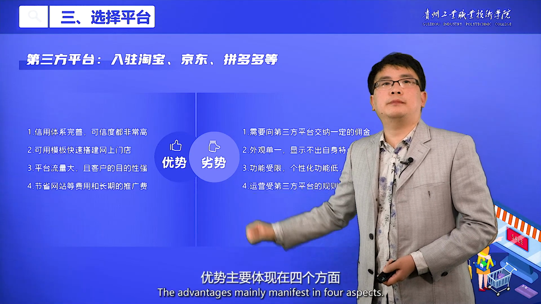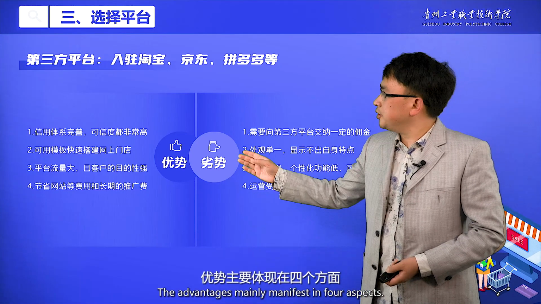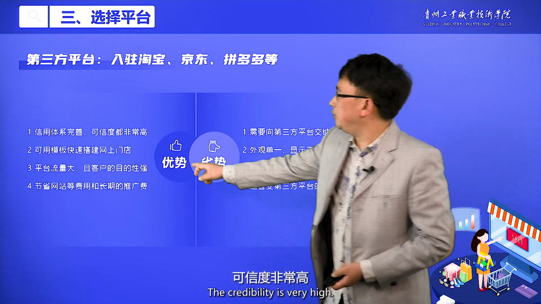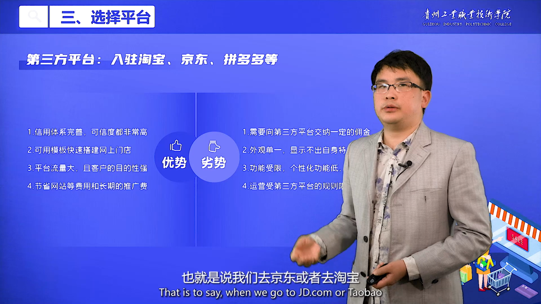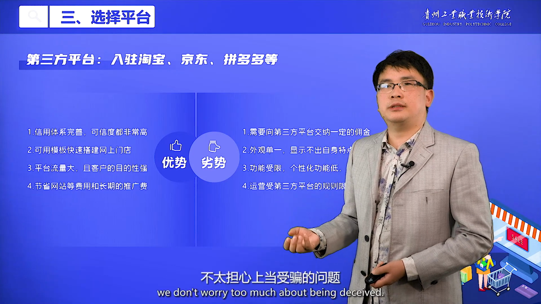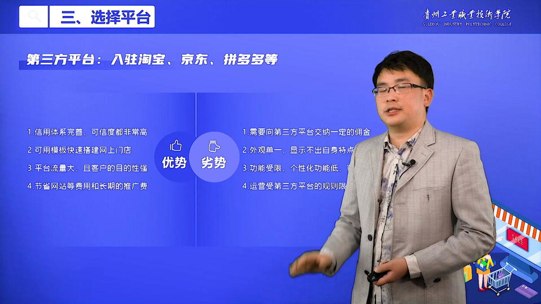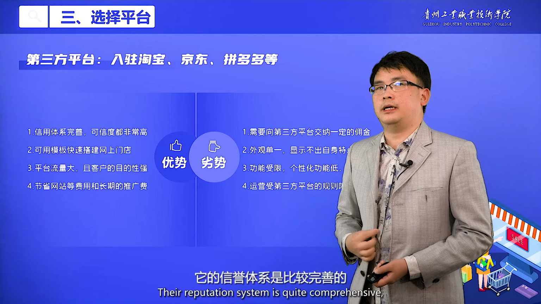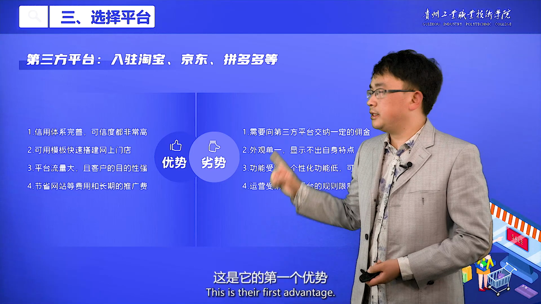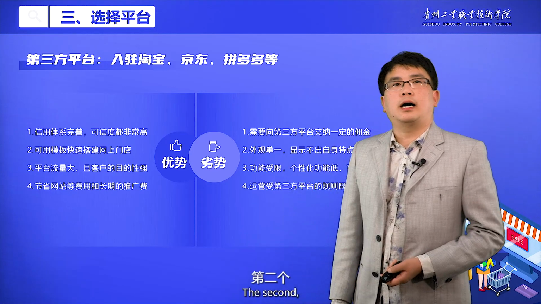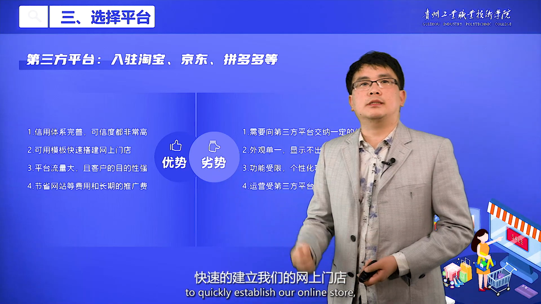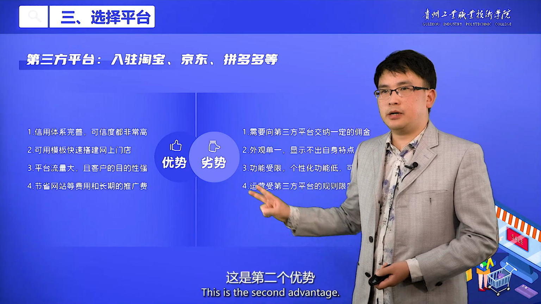The advantages mainly manifest in four aspects. First, their credit system is very comprehensive. The credibility is very high. That is to say, when we go to JD.com or Taobao to purchase goods, we don't worry too much about being deceived. Their reputation system is quite comprehensive because the platform acts as a guarantor. This is their first advantage. The second is the use of templates to quickly establish our online store, online shop. This is the second advantage.